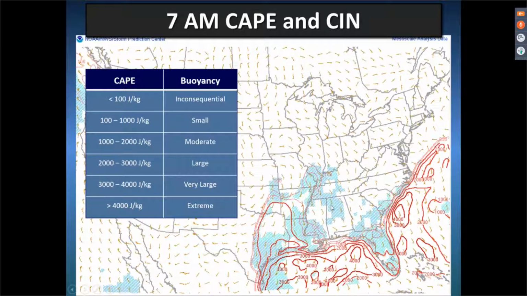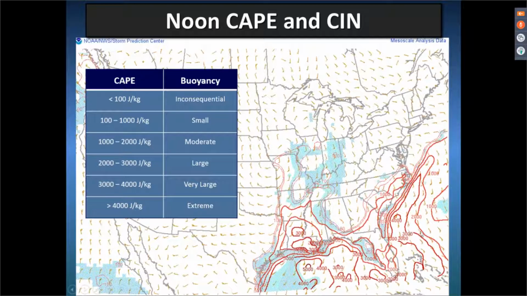Across Middle Tennessee, these blue hatched lines, that's the convective inhibition according to the SPC mesoanalysis. So right now, the atmosphere over Middle Tennessee, we would consider that stable. There's not any instability, and there's nothing that would suggest severe thunderstorms.